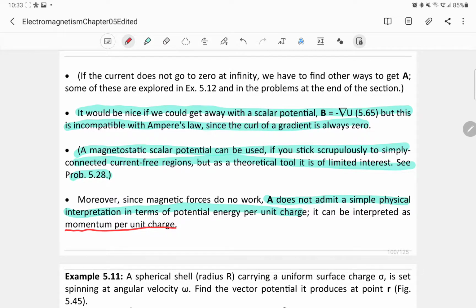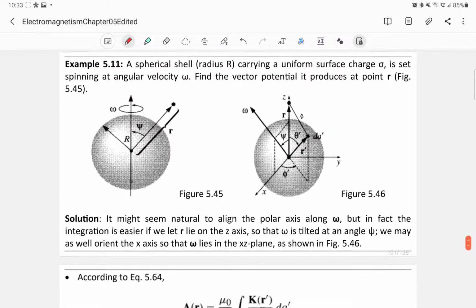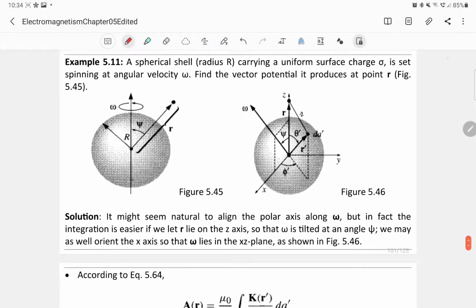So now let's go to an example 5.11. In this example, a spherical shell of radius r carrying a uniform surface charge sigma is set spinning at an angular velocity omega. This is a vector quantity. Find the vector potential it produces at point R in figure 5.45. So R could be inside or could be outside the spherical shell.